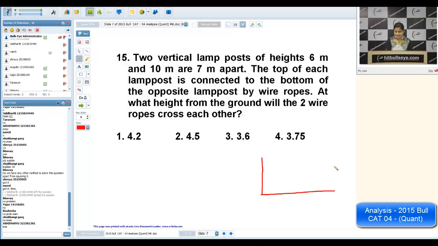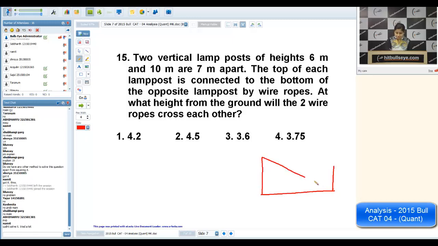Whenever you have this kind of figure, and you are asked the height of the intersection point, let the heights be U and V, this height will always be UV upon U plus V. That is a shortcut we always use. Namit, that is a case of similarity. You can see the explanation. Have you seen that? If you have seen that and still not comfortable, I'll explain this. Otherwise, we always use this small shortcut.